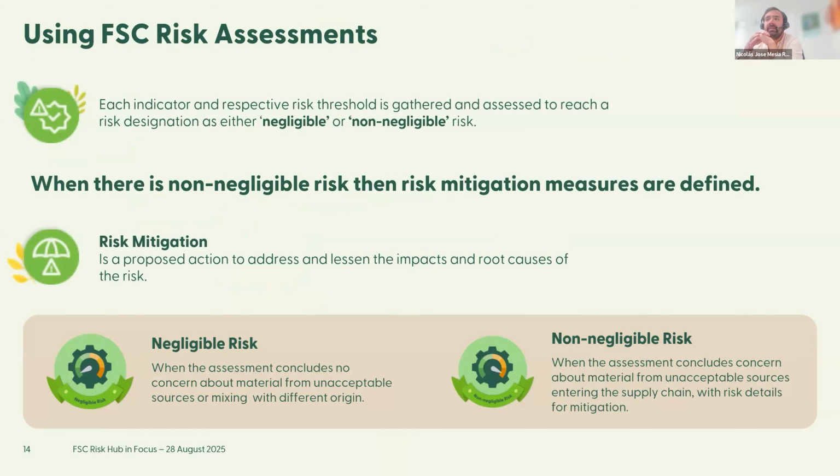So, as I mentioned, we have two types of risk classification, which is negligible and non-negligible. The negligible is where there is no concern, but non-negligible means don't ignore the risk. So for every non-negligible risk, every risk connected to that indicator, mitigation measures are required. Yeah, and that's mandatory for, like I said, the developers of risk assessments.